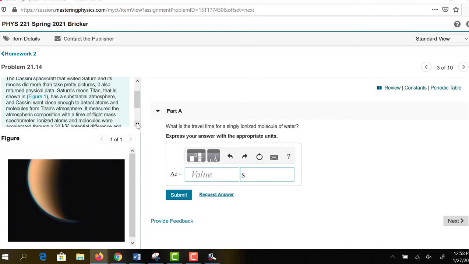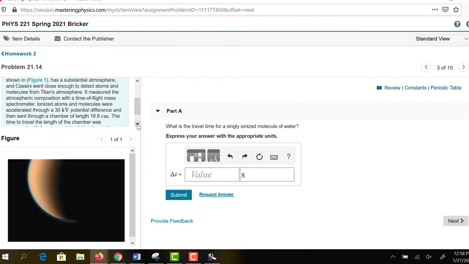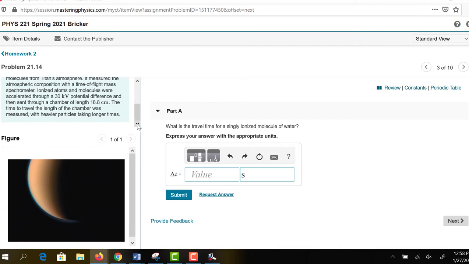Ionized atoms and molecules were accelerated through 30,000 volt potential difference, so 30,000 volts, and sent through a chamber of length 18.8 centimeters. The time to travel the length of the chamber was measured, with heavier particles taking longer. What is the time of flight for a singly ionized molecule of water?